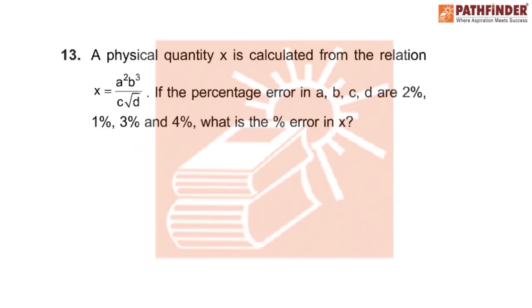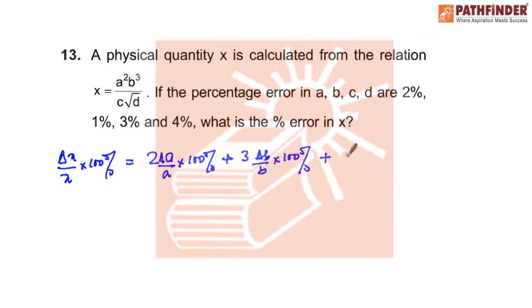And then we come to the next problem on this error analysis. Here the percentage is given. So if you take the log on both sides and write the whole thing, then we get del x by x into 100, the percentage error in x, that is 2 del A by A into 100% plus 3 del B by B into 100% plus del C by C into 100%. Mind you, we do not subtract, because everything is added in error analysis. Then it is half del D by D into 100%.